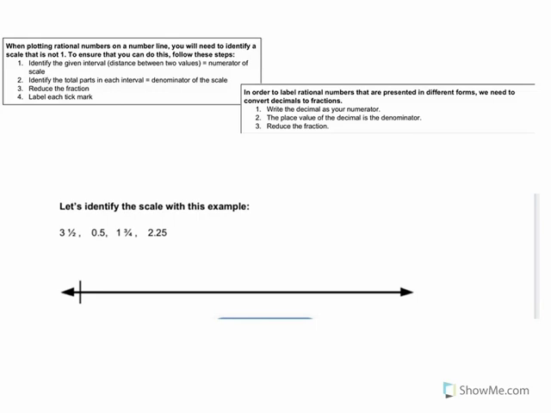So let's look at key point number 1. When plotting rational numbers on a number line, you will need to identify a scale that is not 1. To ensure that you can do this, follow these 4 steps. So first, we will identify the given interval, or the distance between two values, and that's the numerator of the scale. So that means that our scale is going to be a fraction.